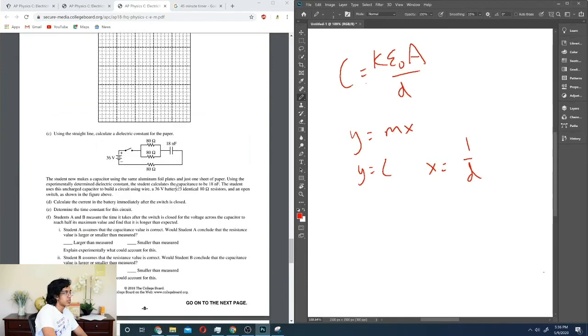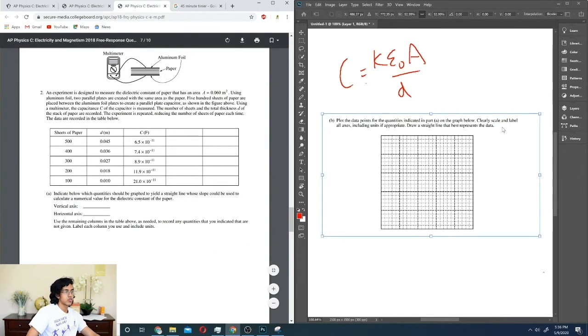I don't feel like plotting it. Or actually, should I just do it? Let's do it. Okay, so what are our d values?